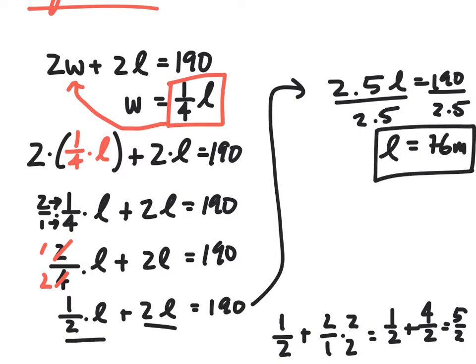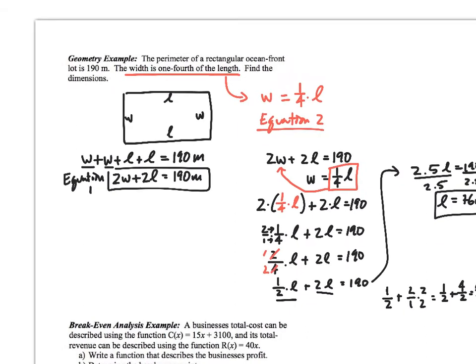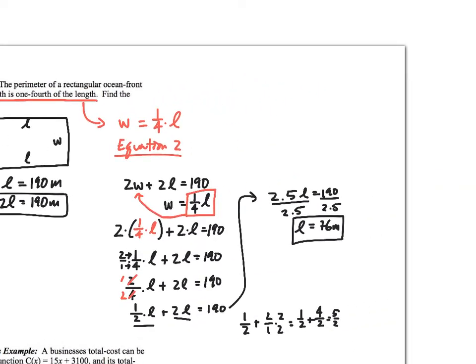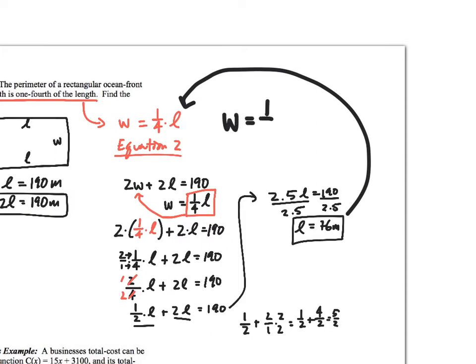All right, so now remember, all we have to do now is take this value here, L equals 76 meters, and plug this back in to here to find W. So W would equal 1/4 times 76. Now multiplying by a fourth is the same thing as dividing by 4. So I'm going to rewrite this as 76 over 4, and that's going to divide out, and we're going to get 19 meters, okay?